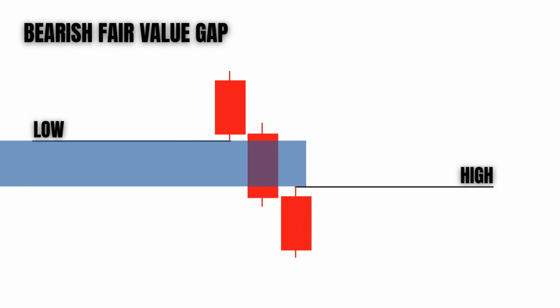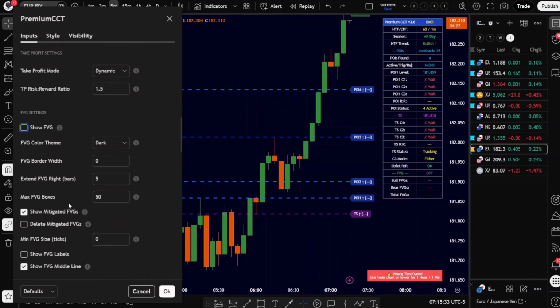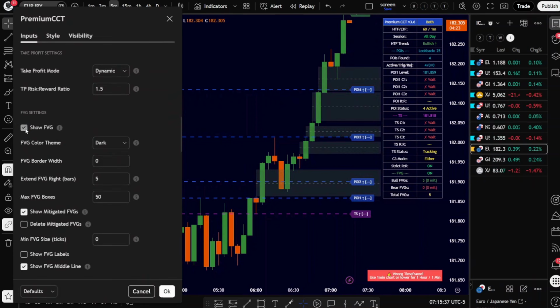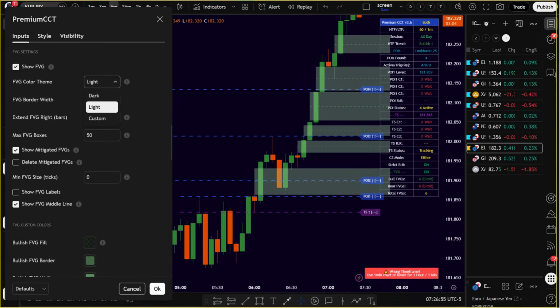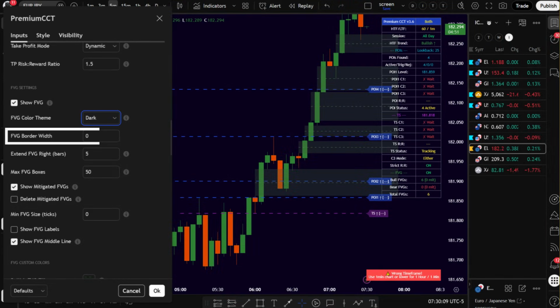You have extensive control over how FVGs are displayed. You can show or hide them completely. You can choose between dark theme, light theme, or custom colors to match your chart. Border width can be adjusted from 0 to 3 pixels. Extend right controls how many bars to project the FVG box forward with a default of 5 bars. And max FVG boxes limits how many are displayed at once, defaulting to 50.